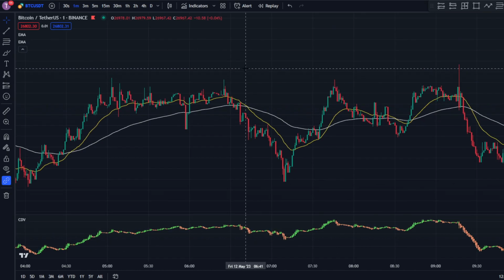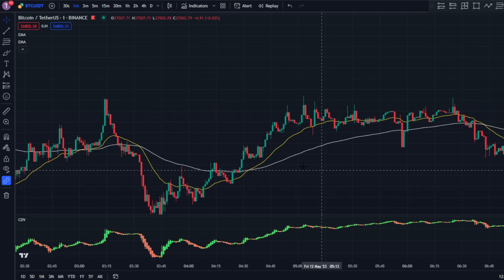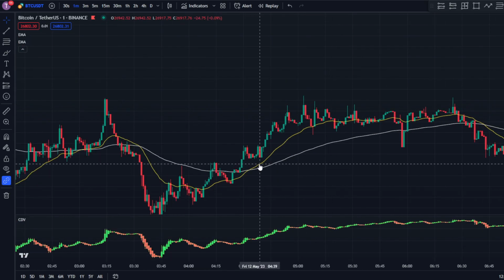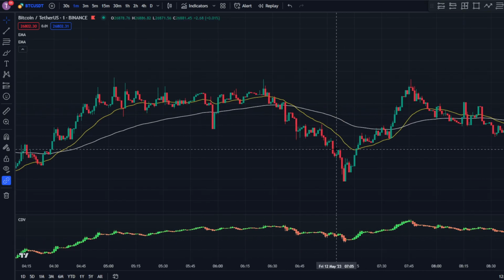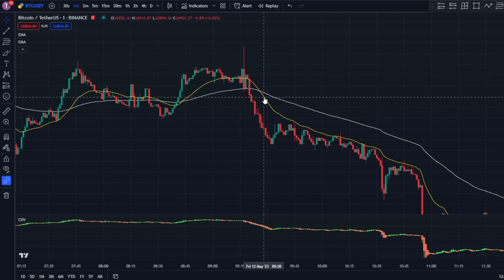Now I'm going to explain how this strategy works. The strategy is pretty simple. You just want to wait for a clear crossover. Like right here, we have a clear crossover of the yellow EMA above the white EMA, or in the case of a downtrend, we have a clear crossover of the yellow EMA below the white EMA.